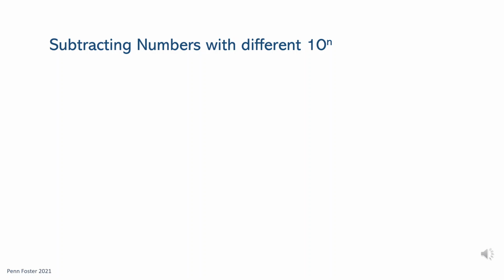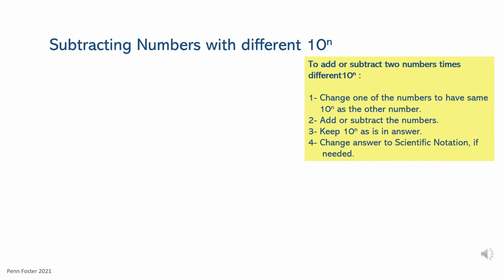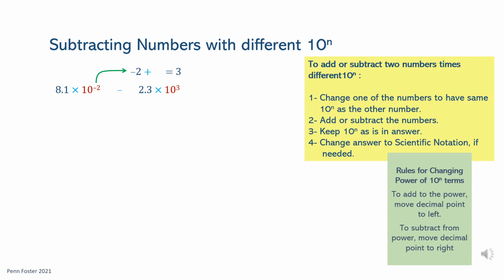In case of adding or subtracting two numbers with different powers of 10, one number needs to be changed to match the power of the other number. Only then addition or subtraction can be performed as before. Change the power -2 to become 3 in order to match the power of the second number. Changing the power causes the decimal point to move either to the right or to the left.